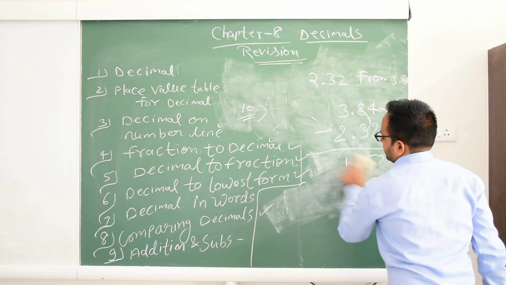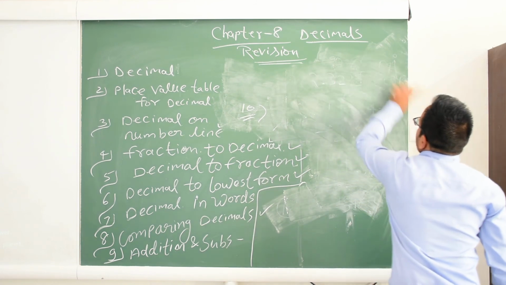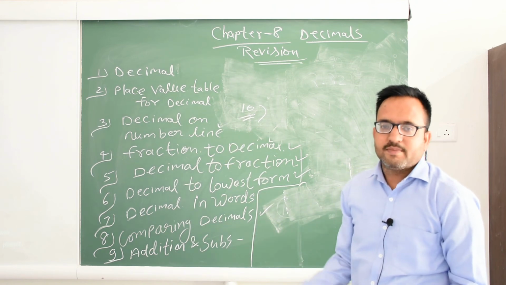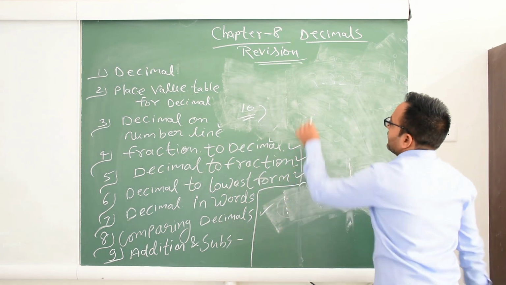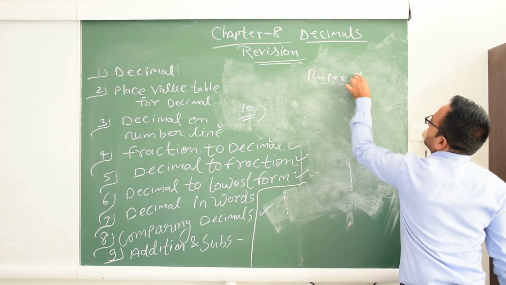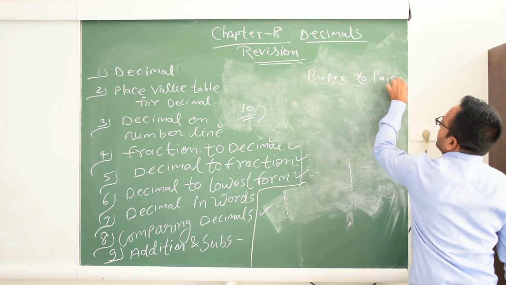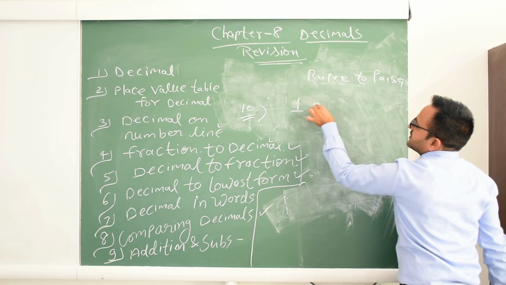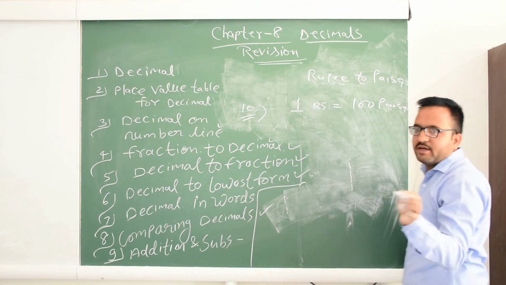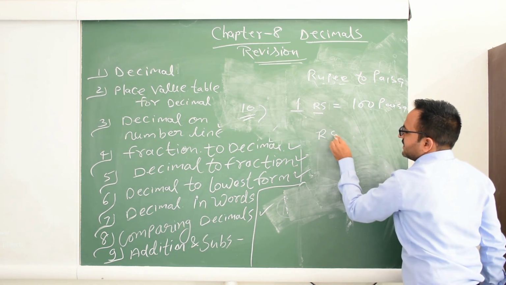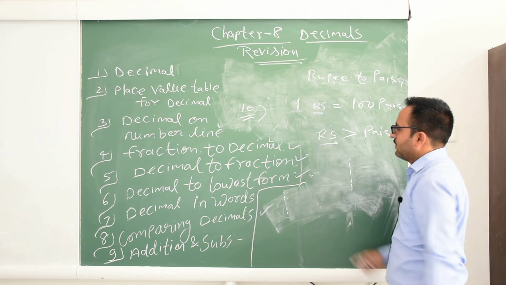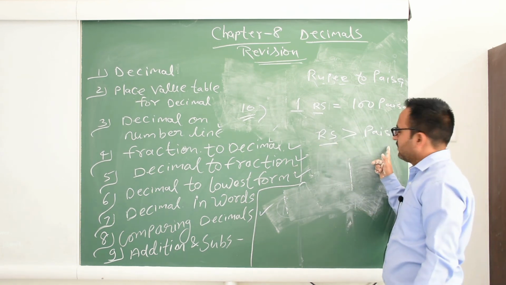Now the next topic is conversion. How to convert rupees to paisa and paisa to rupees. First, rupees to paisa. We already know 1 rupee is equal to 100 paisa. We already know the rupee unit is greater than paisa.